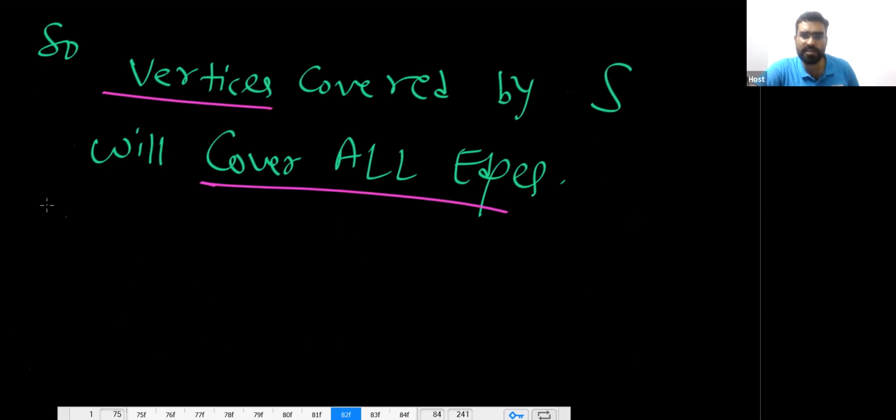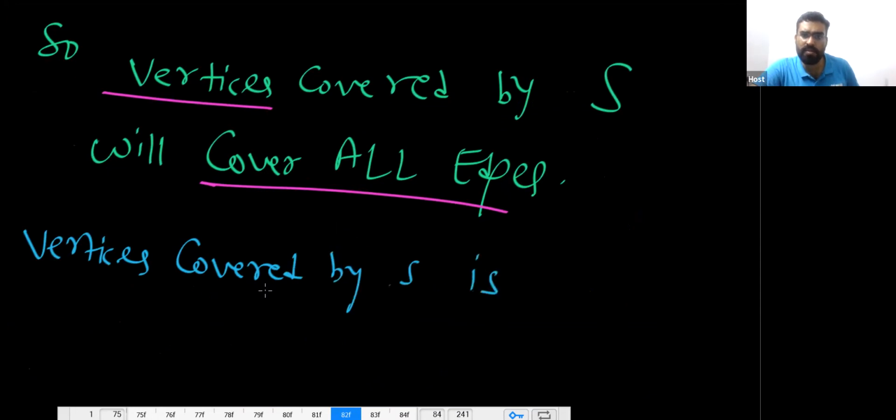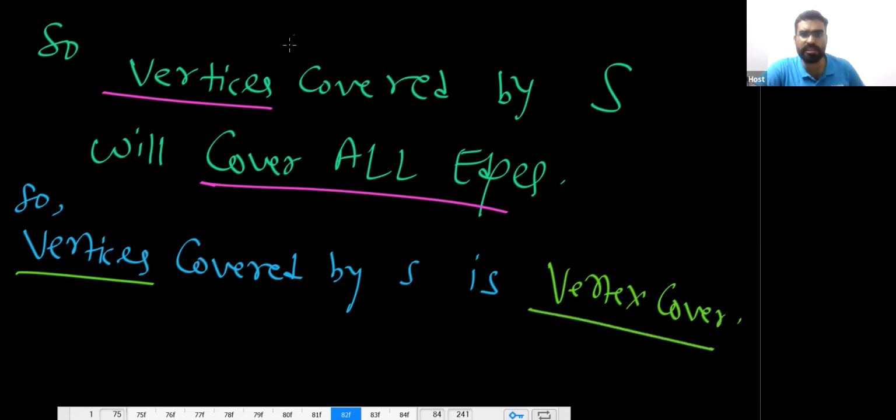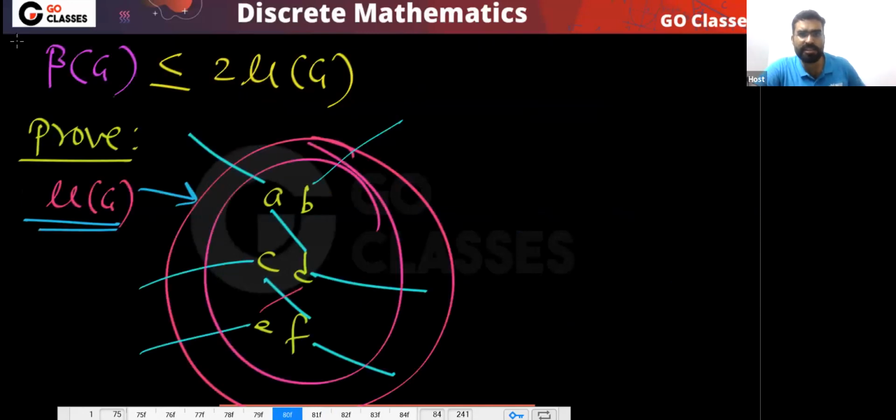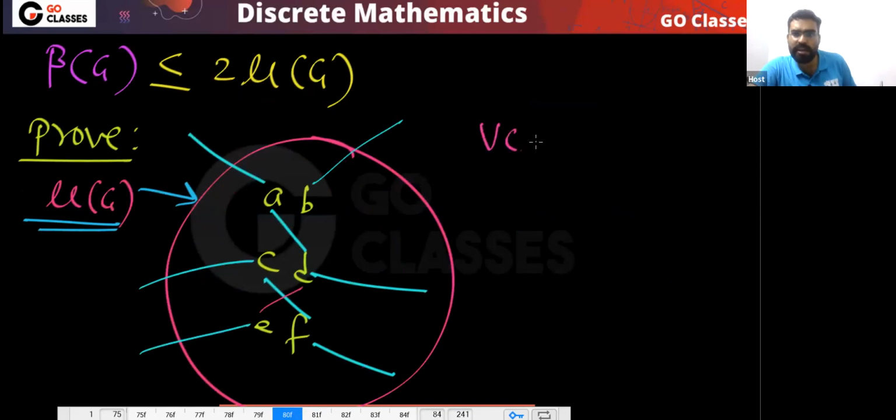So these vertices covered by S, what can I call them? Vertices covered by S is a vertex cover. Yes or no? It is a vertex cover, because it is covering all the edges. Okay, so this is the idea. Very simple. This is the proof also. So finally I can say that these vertices are definitely a vertex cover. I can guarantee that this will be my vertex cover.